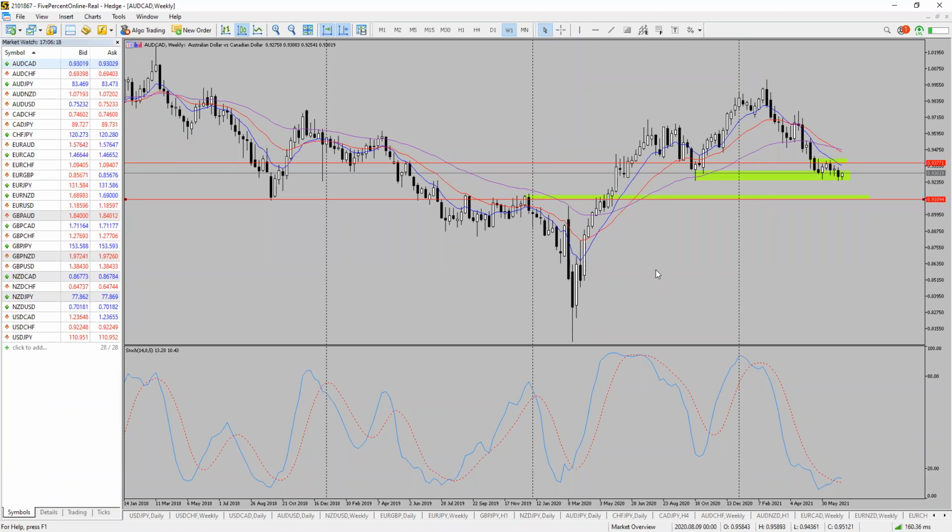So don't put too much emphasis on any one of your trades. If it goes well, great. If it doesn't go well, just close it and move on to the next trade.